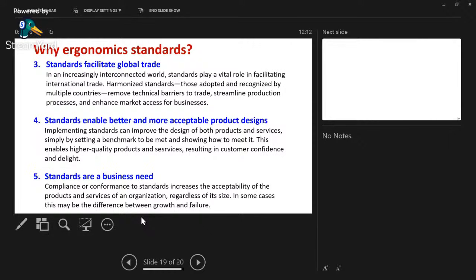Initially, we were doing all these things as goodwill. That is, we are doing so many things for the worker. It's a goodwill measure, a public image exercise. Today, it is a business need, and ultimately it reflects on the share price. So standardization, even in India, has today become a business need.